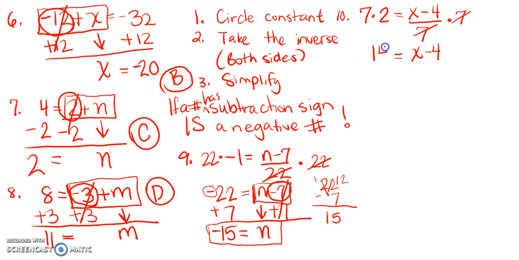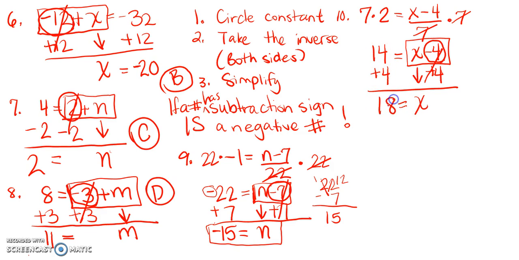7 times 2 is 14. All right, again, I'm dealing with this side of the equation, so I can circle my constant. I have negative 4, so that means I'm going to add 4 to both sides. That cancels out, and I can bring down my x. Bring down my equal sign, and 14 plus 4 is 18. So number 10 is 18. X equals 18, or 18 equals x.